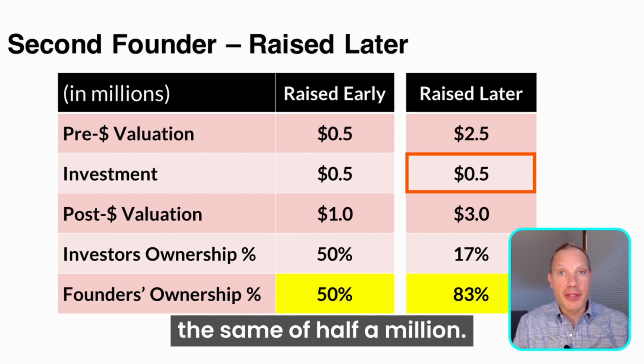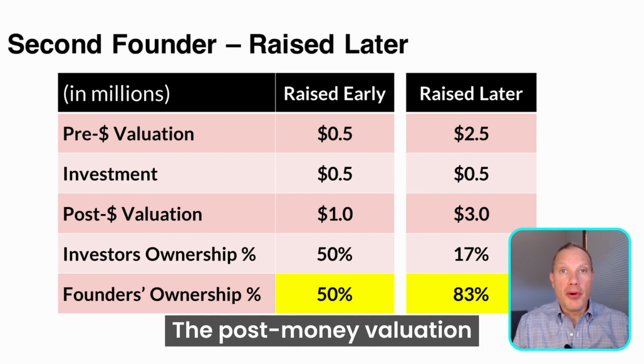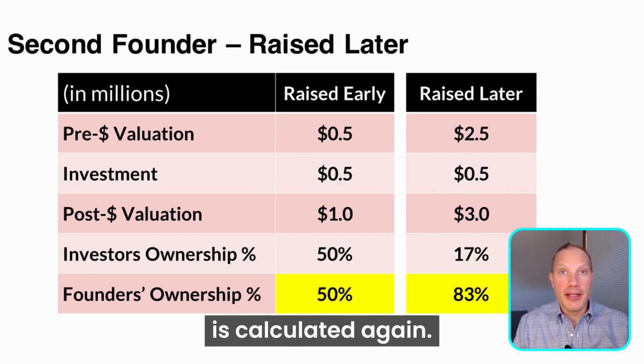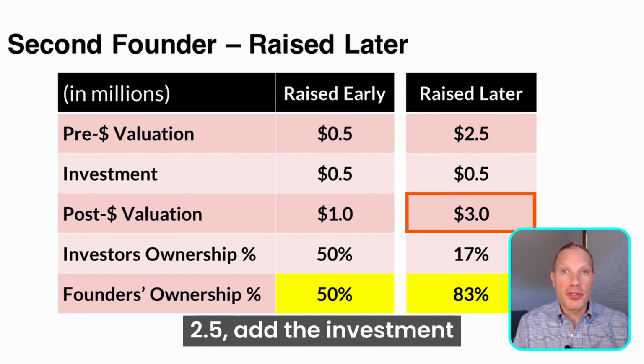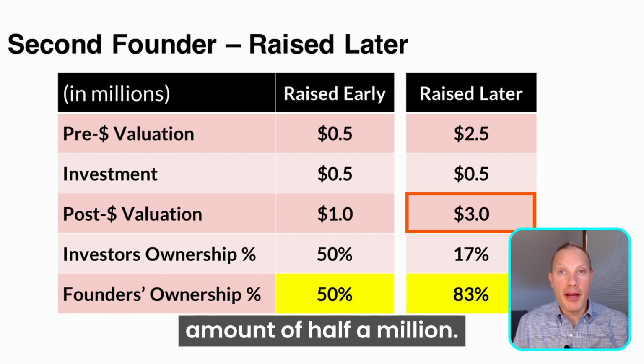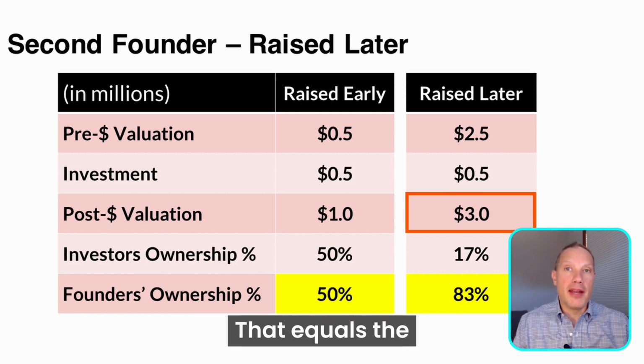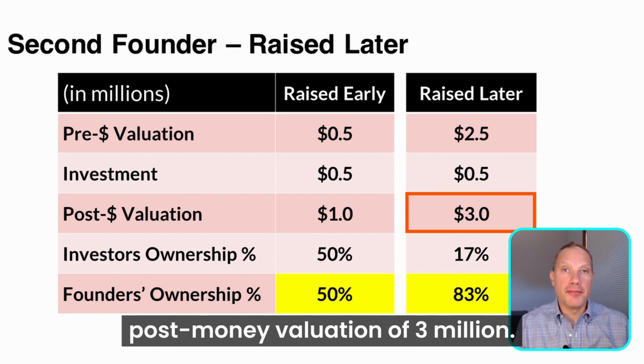The investment amount was the same at $500,000. The post-money valuation is calculated again. You start with the pre-money valuation of 2.5, add the investment amount of $500,000. That equals the post-money valuation of $3 million.